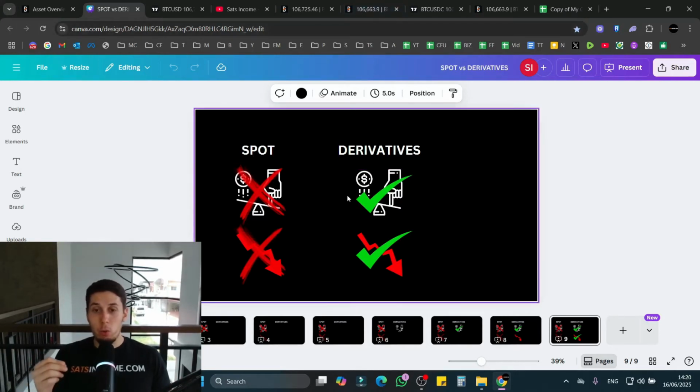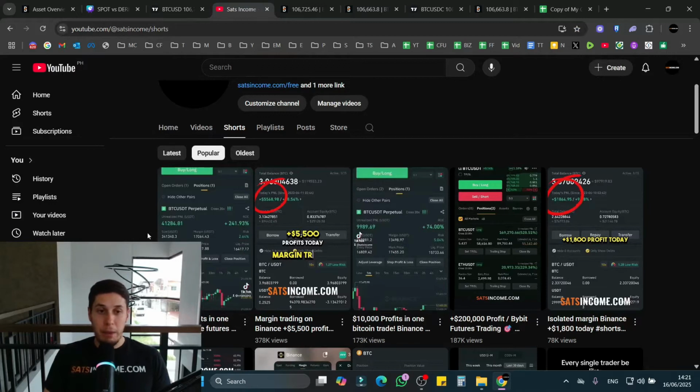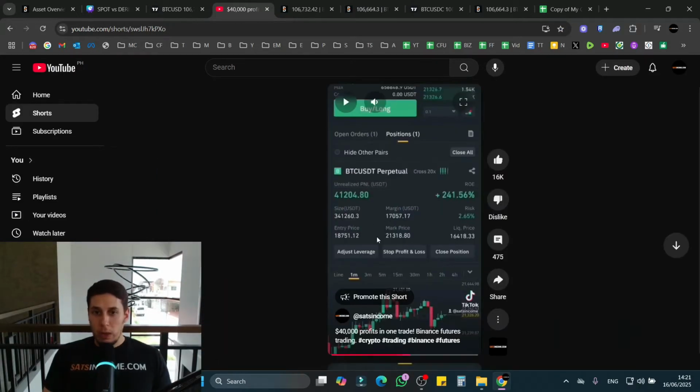Now I want to show you what difference the leverage can make in your trading. So let's open this trade right here and see what we have. If you are a complete beginner, all of this might be confusing, but I'm gonna break it down for you. So we have here the pair. This is the Bitcoin USDT pair. We have here the leverage, that's 20x leverage, which means that I am using 20 times more money than I actually have.